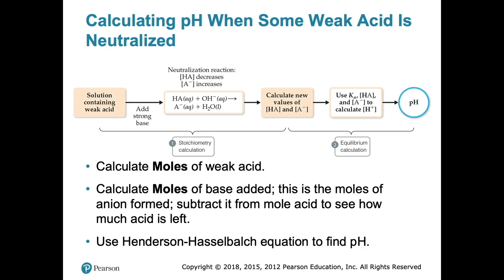So calculate the moles of weak acid, calculate the moles of the base, and then the moles of the anion formed, and subtract it from the moles of the acid to see how much acid is left, and then use the Henderson-Hasselbalch equation to find the pH. So those are the steps. This is just reiterating the fact that it's never going to be that easy. We're never going to give you just the number of moles. It's going to be a concentration, and you'll have to figure out the number of moles yourself, which is easy.